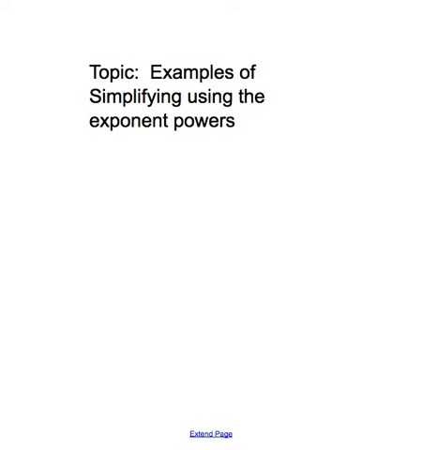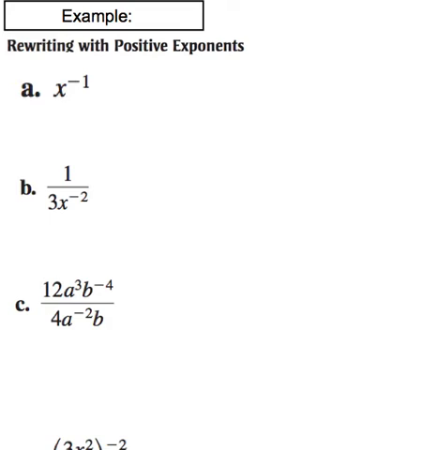Here's more examples of simplifying with exponents. So our first example is x raised to the negative 1 power. If you remember, you cannot leave an answer with a negative power. So what we do is we flip it. It's going to be 1 over, and now this becomes a positive 1.